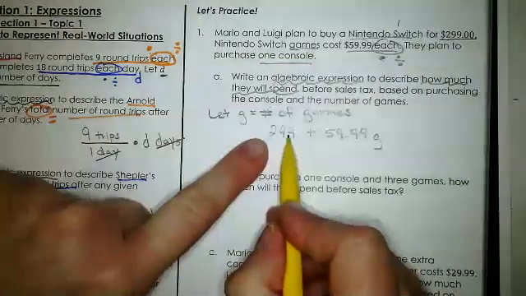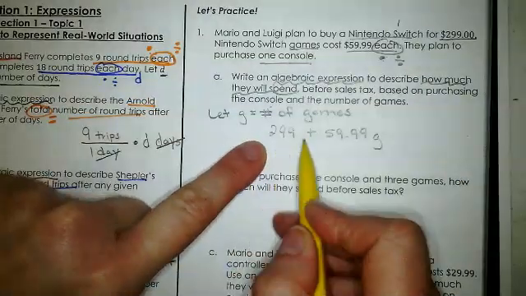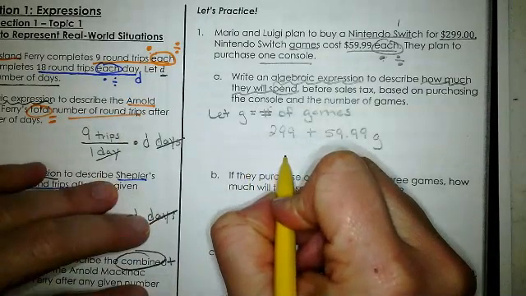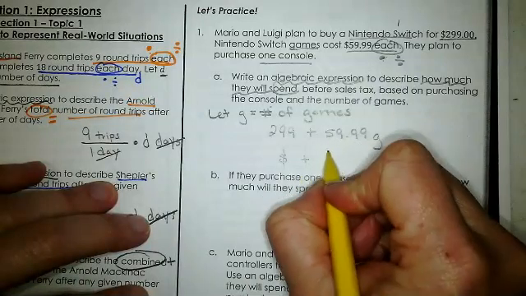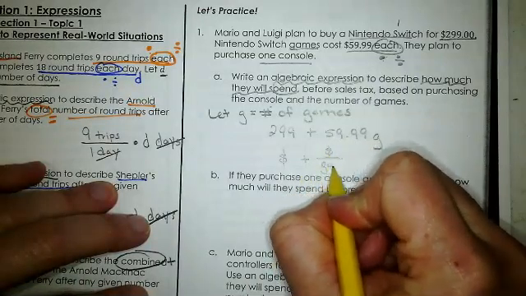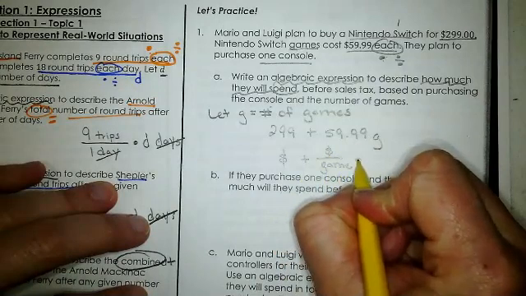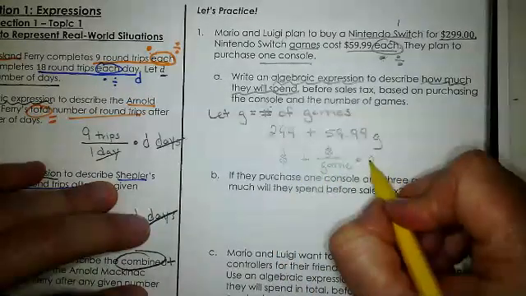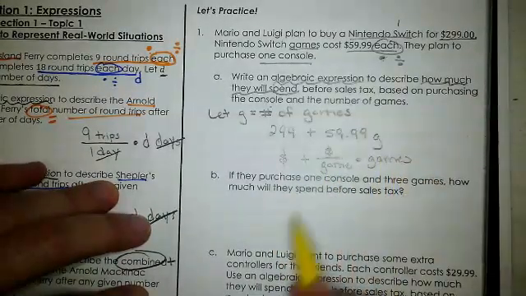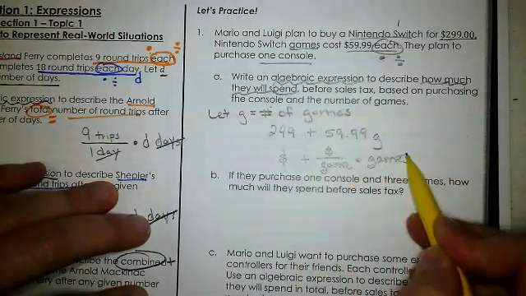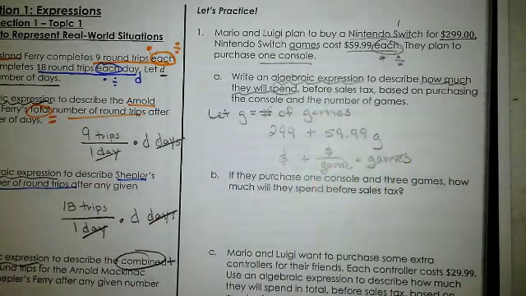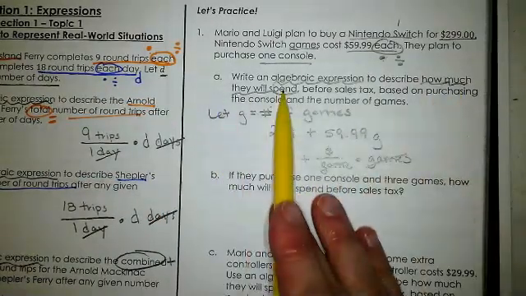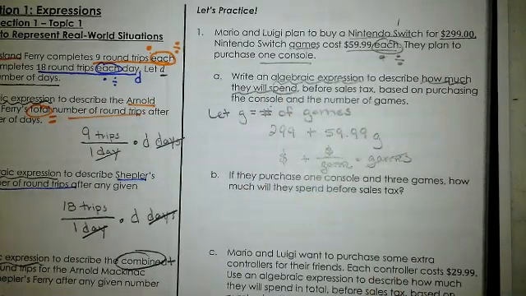So let's take a look at our units. This is $299 plus $59.99 per game times, and G is the games, so times however many games they buy. Game in the denominator, games in the numerator, they'll cancel. We're going to be left with dollars plus dollars, which we can add together, so our answer will come out in dollars, and we're trying to represent how much they'll spend, so it makes sense that it should be in dollars.